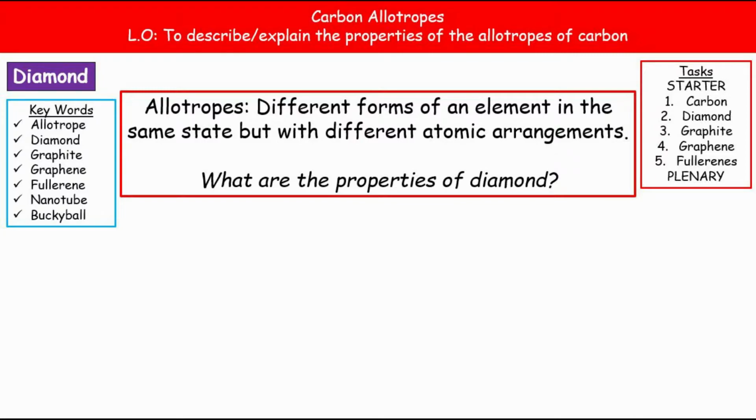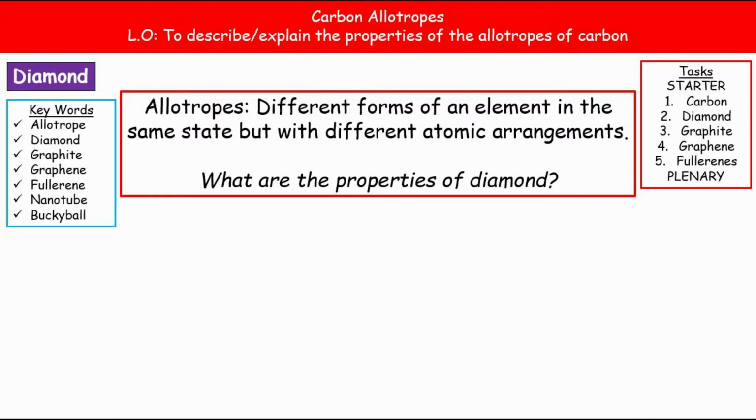When we talk about an allotrope, then what we're referring to is different forms of an element that are in the same state, but they've got a different atomic arrangement. So what we actually mean here is that we'd be looking today at carbon. So these are all going to be these different structures made of only carbon atoms. They're all in the same state. The ones we're looking at today, they're all solid, but they've got different arrangements of those carbon atoms, and that then gives them very different properties to one another.